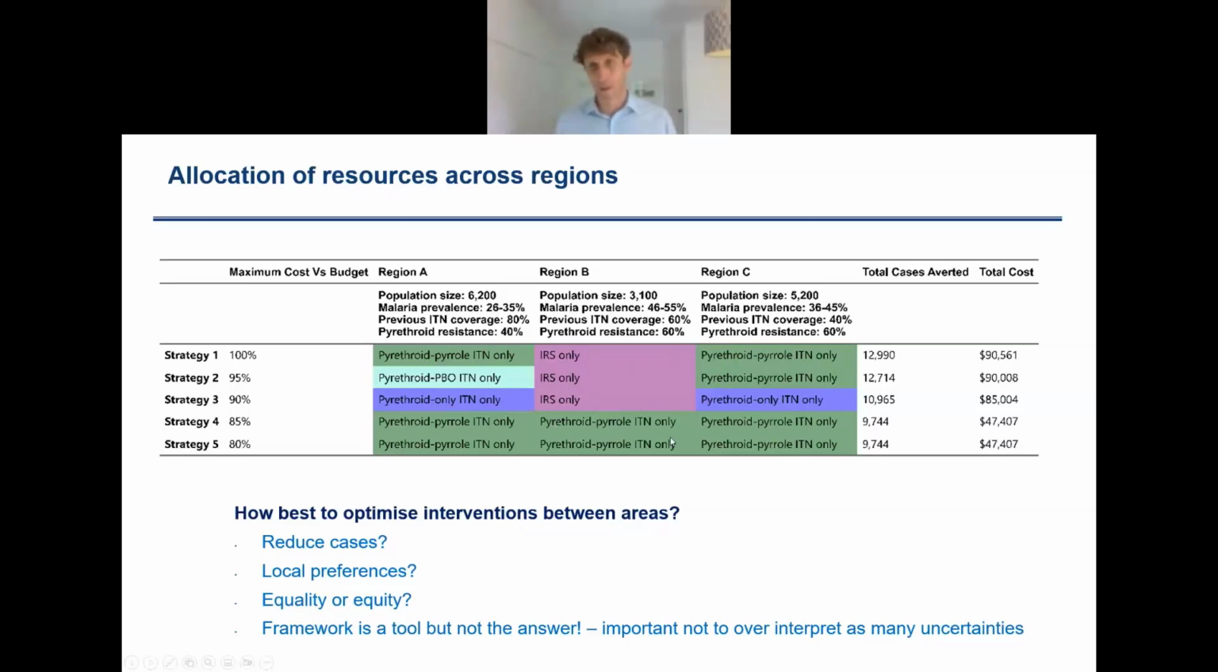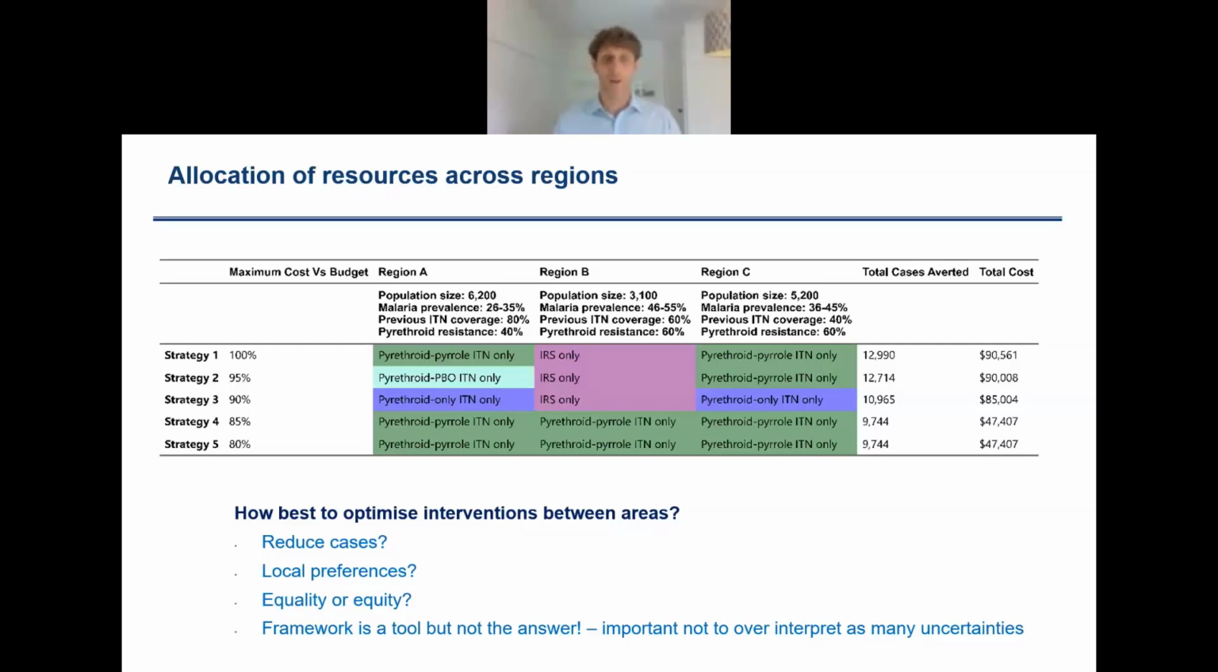Obviously, there are lots of other things that need to be considered in that: local preferences, and we need to talk about equity and how best to do that. But hopefully this framework will provide a tool to help people explore what's the best thing to do. It can't provide the answers, but hopefully it can help people make these difficult decisions about what's the best vector control to do in that location.